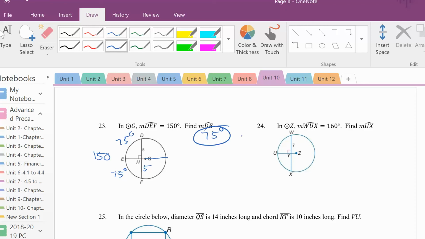In circle Z, the measure of arc WUX is 160. The measure of arc UX would then be 80 degrees.